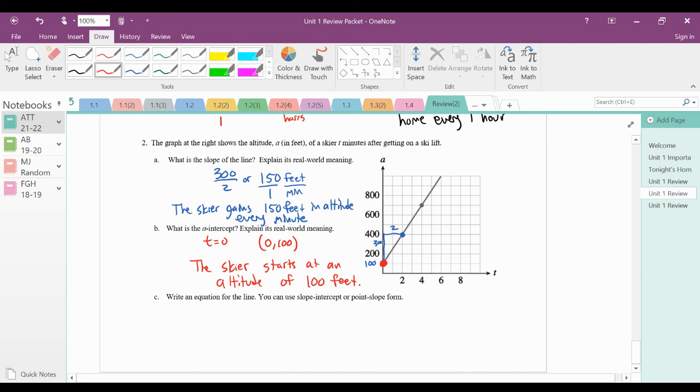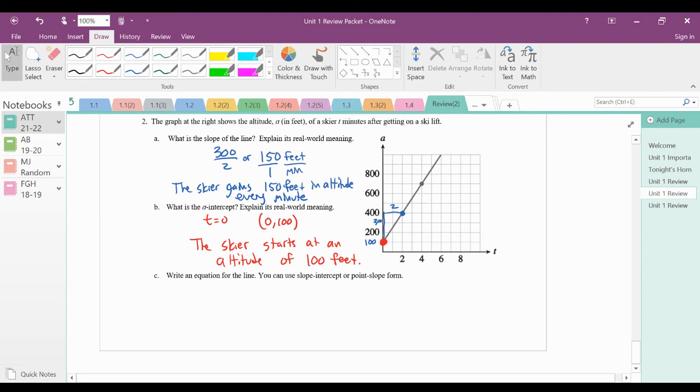All right, the last one says to write an equation for this line. We can use either form. Slope-intercept, if we recall, is y equals mx plus b. Point-slope form, y minus y1 equals m times x minus x1. Let's do both of these. In this case, we're not going to use y and x, though. We will be using a and t. So let's start with slope-intercept form. Our a, our altitude, is equal to our slope, which we calculated at 150, times t, or x, plus our y-intercept, which we saw we started at 100. There's our equation, 150t plus 100.